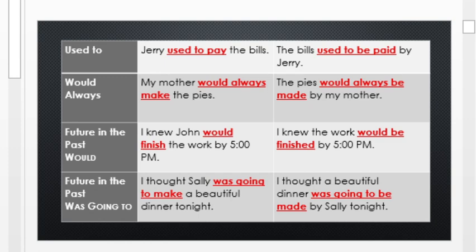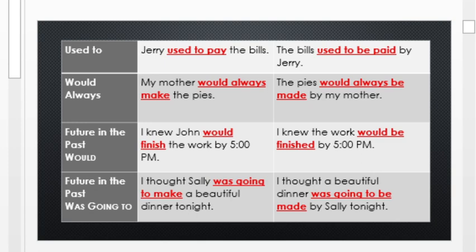Okay, and also the form would always. So in active it's would always make, meanwhile in passive it is would always be made, but they still bring the same meaning. And also future in the past with the form would. If in active it would finish, meanwhile in passive you have to add be in between the would form and also the past tense of the verb.